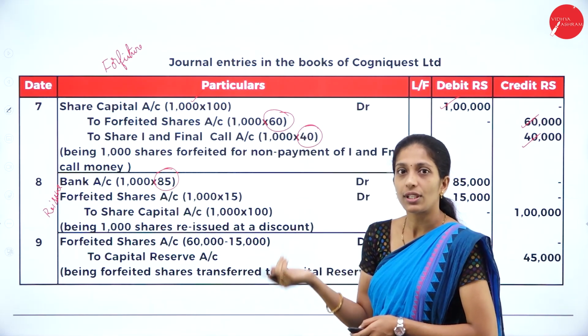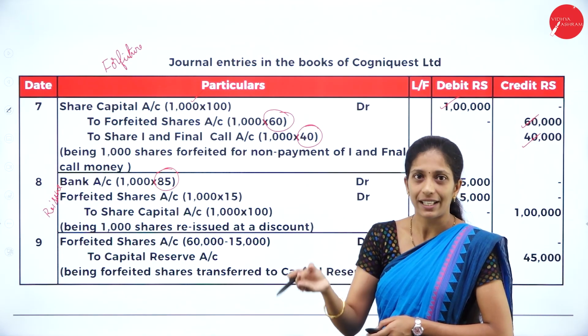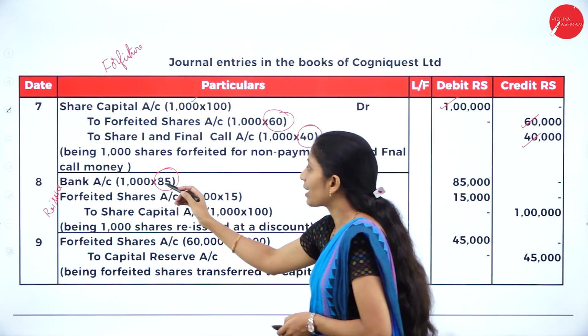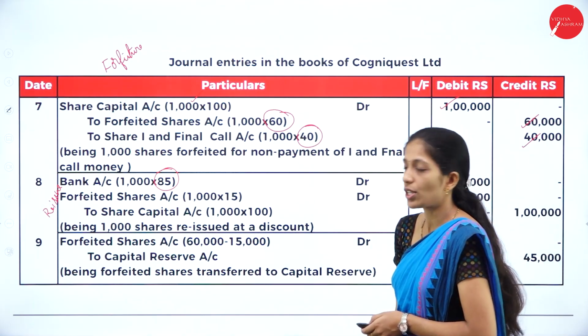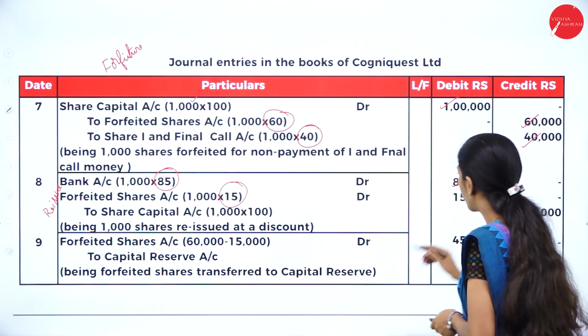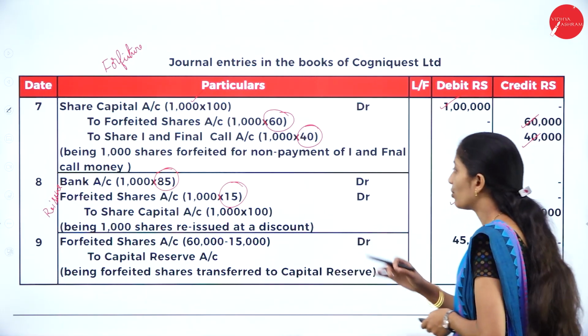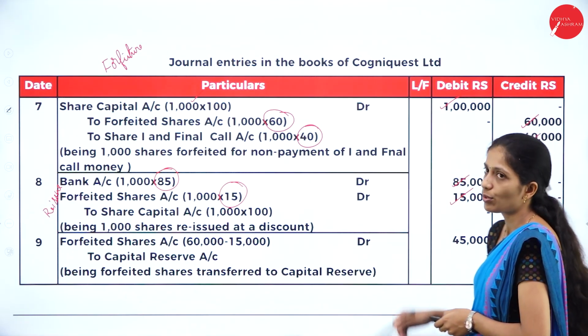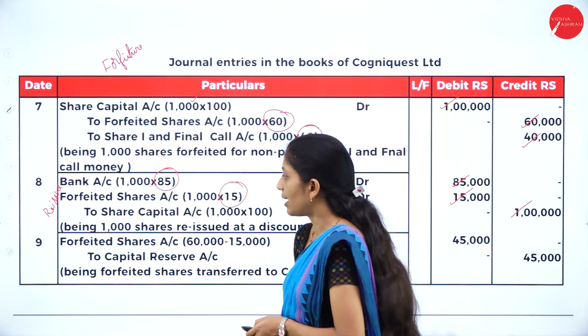Now we are going to reissue only that 1,000 shares which are being cancelled, correct? So bank account 1,000 into 85, 85,000. Forfeited shares, what was the discount? 15 rupees. So 1,000 into 15, that is 15,000. To share capital, what was the full value? 1,000 into 100, that is 1 lakh. So narration being 1,000 shares reissued at discount.